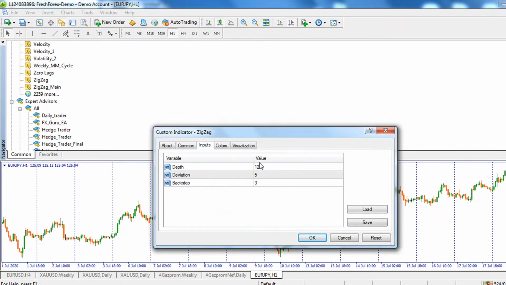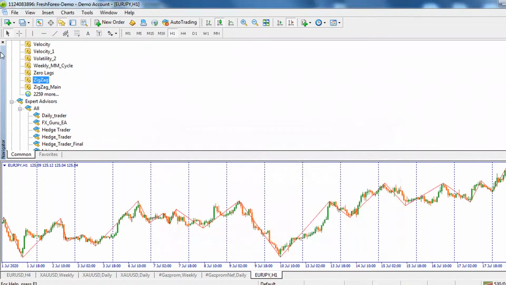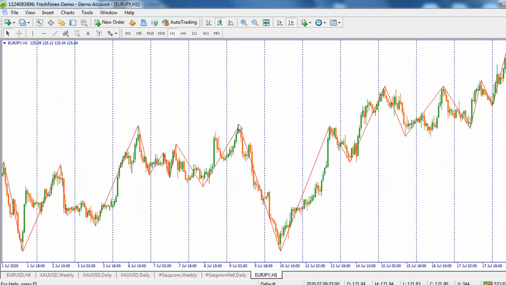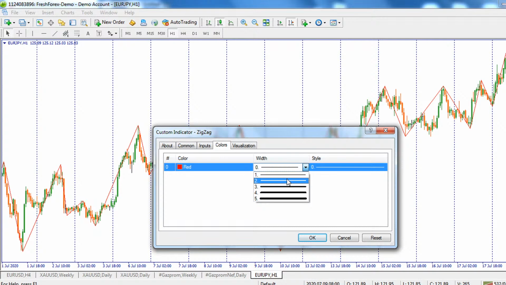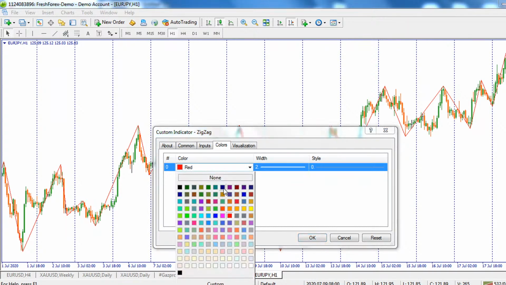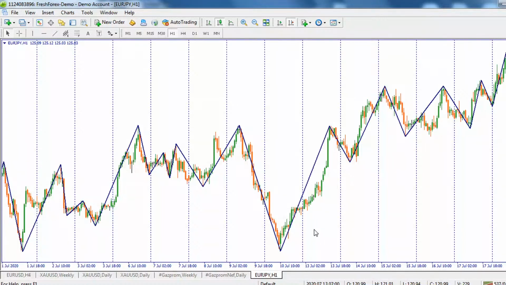By default, I normally use the default settings. The depth should be 12, deviations should be 5, and back step should be 3. I'll make it bold so that you're able to see it clearly. The reason I'm saying this is because most people find themselves using the Fib levels alone, which should not be the case. We use Fib levels in combination with the zigzag indicator, so that's when you'll be able to get even better results. If you're that person who scalps, this is the correct session for you.